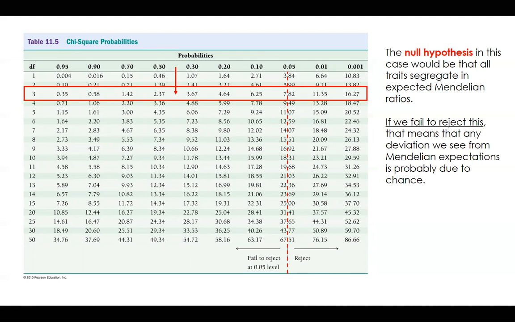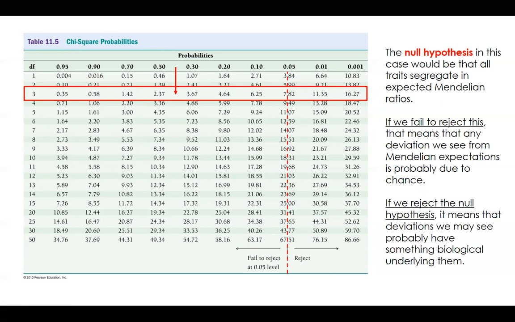If we reject the null hypothesis, so we get a larger chi-square and we're sitting somewhere over here, depending on where we're most comfortable, that cutoff, what that means is that deviations that we saw from the Mendelian ratios are large enough that, statistically speaking, something other than chance is happening. So something biological underlying them, and in this case, we reject the null hypothesis. So this means something interesting is going on. What is that interesting thing? Man, I don't know.